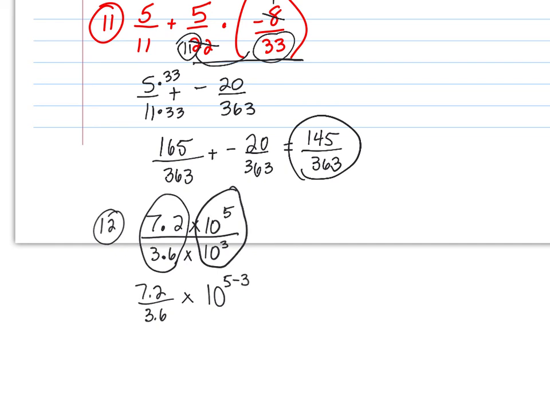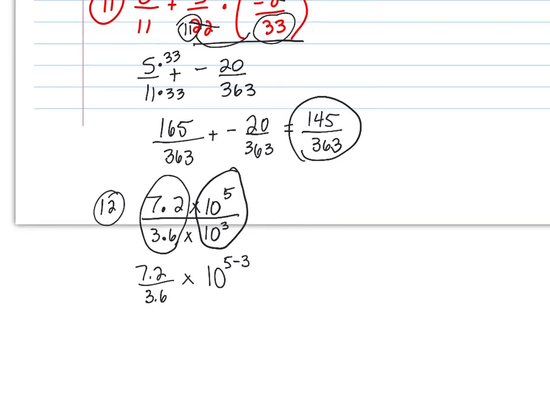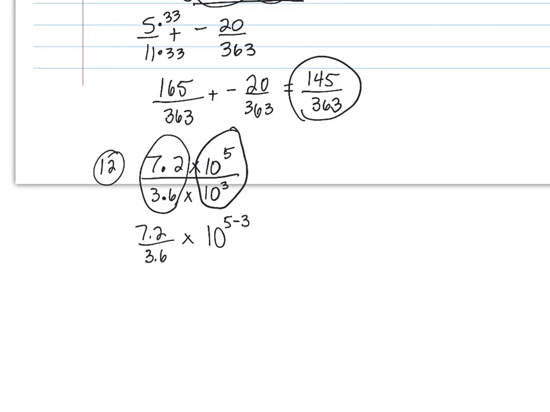Yep, and we take the numerator's exponent, which is 5, and we subtract the denominator's exponent, which is 3. Okay? So when we do that, 7.2 divided by 3.6, well, we have to move that decimal and that decimal, right? So don't we get 2 times 10 to the 2nd power.